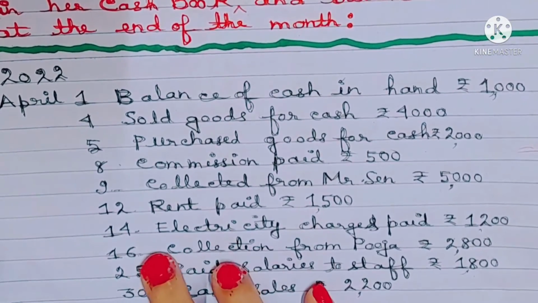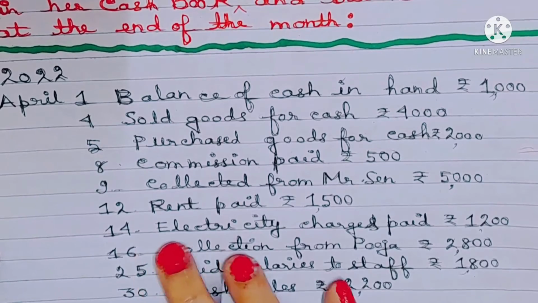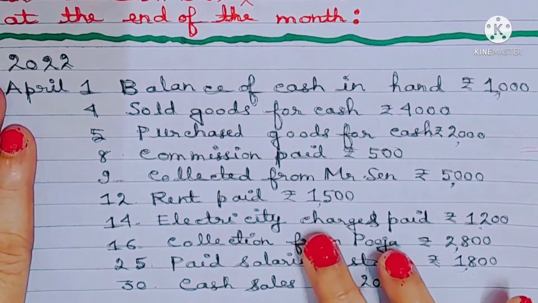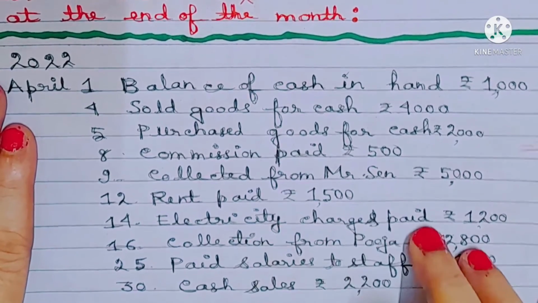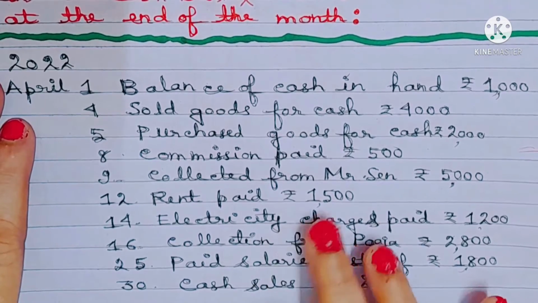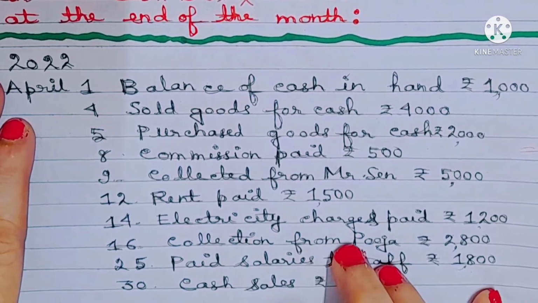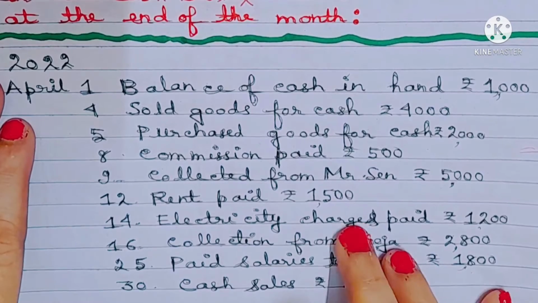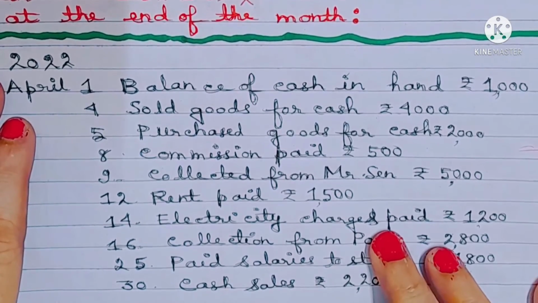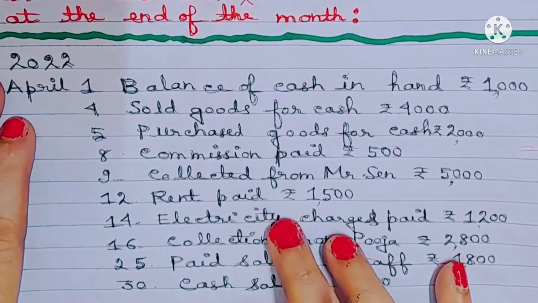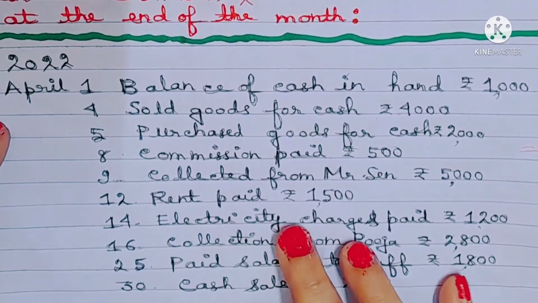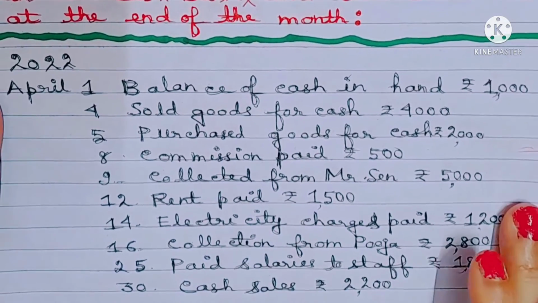The next transaction is on 14th April, electricity charges paid 1,200. So what is the journal entry for electricity charges paid? The journal entry will be electricity account debit to cash account. What is the position of cash account? Since we are preparing cash account, we have to look at the position of cash account. Since cash account is on the credit side, electricity will be also on the credit side. So we'll have to write on 14th April, by electricity account 1,200. Let's write.